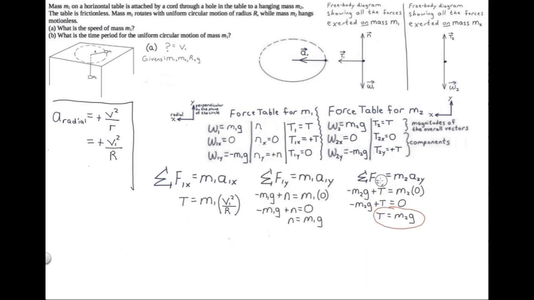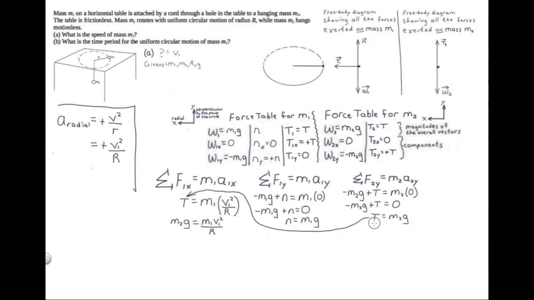We've solved the object 2 Newton's second law y equation for capital T, and the symbol capital T also appears in the Newton's second law x equation for object 1. So our next step is to substitute this result for capital T into this equation. Our result for capital T was m sub 2 times g. Now we have substituted that result into the Newton's second law x equation for object 1.